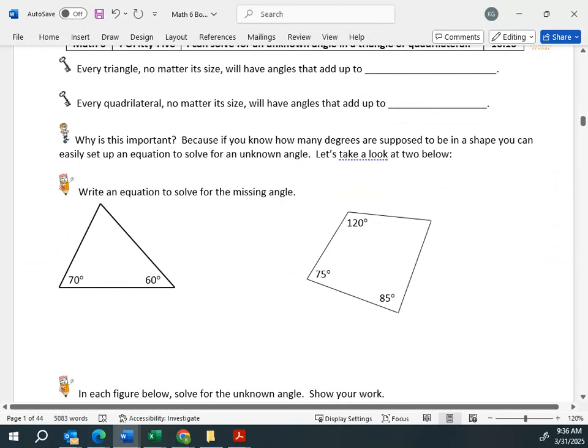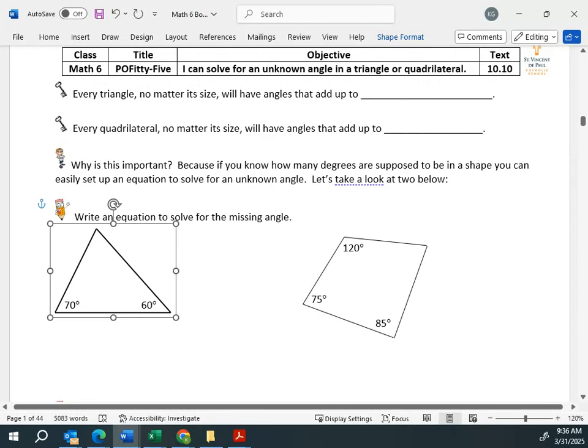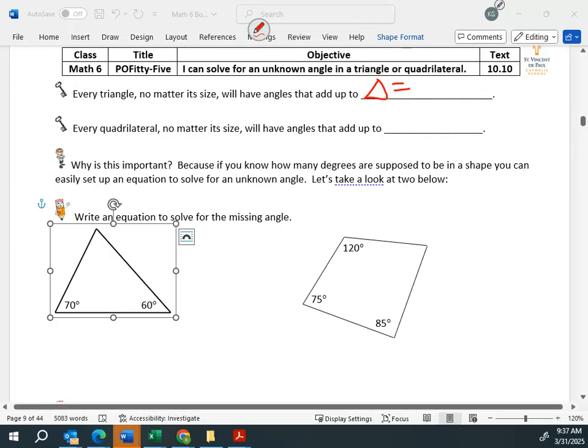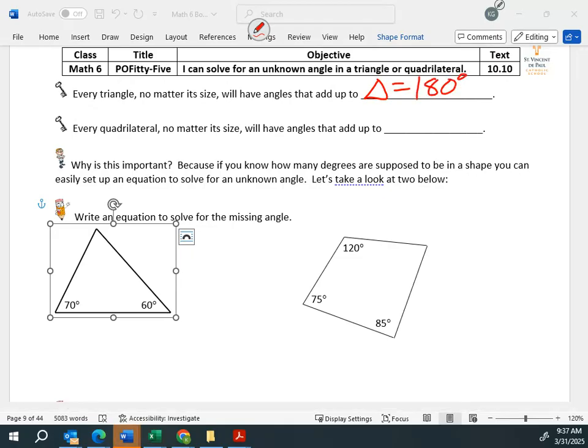Next is PO 55. I can solve for an unknown angle in a triangle or a quadrilateral. So again, magic numbers. Triangle equals how many degrees? James? 180. What does a quadrilateral equal? Liam? 360 degrees. Remember, any four-sided figure is going to be two triangles put together. So 180 is the triangle, two of them is 360 degrees.